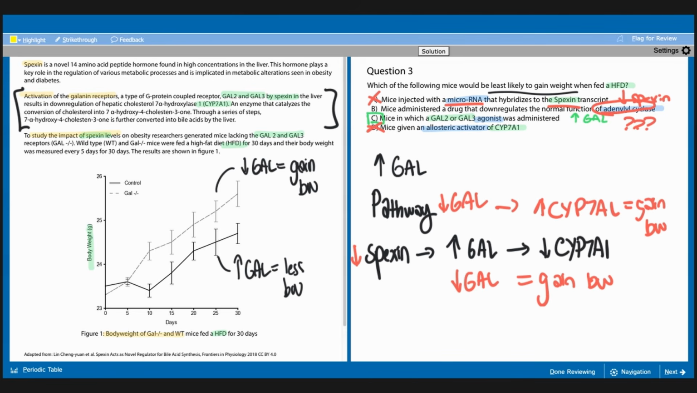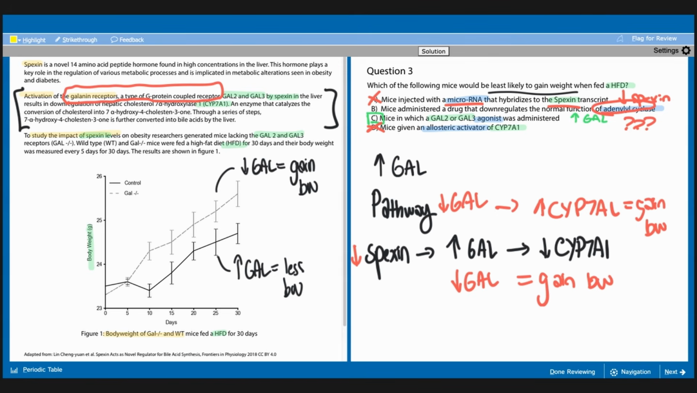If we go back and look at this pathway, it says activation of the galanin receptor, a type of G protein coupled receptor. Well, G protein coupled receptors generally upregulate adenylate cyclase. Now, in this case, we don't necessarily know that's true, but it doesn't matter because B is mice administered a drug that downregulates the normal function of adenylate cyclase. So whatever the normal function of adenylate cyclase is in this case, it's being knocked out.